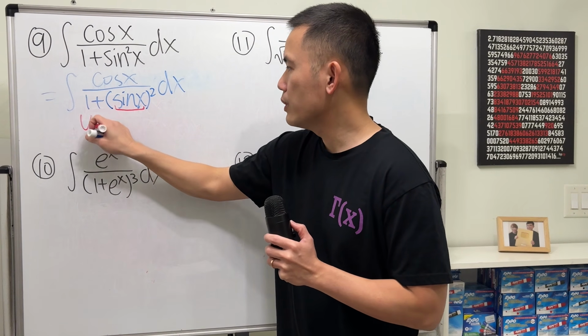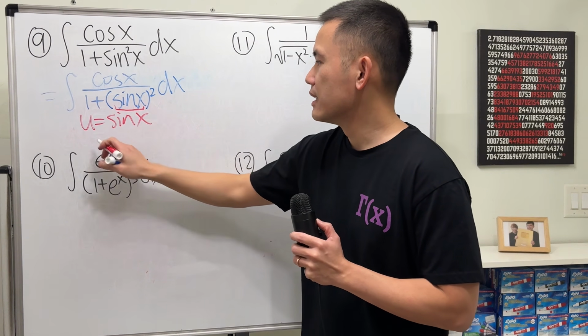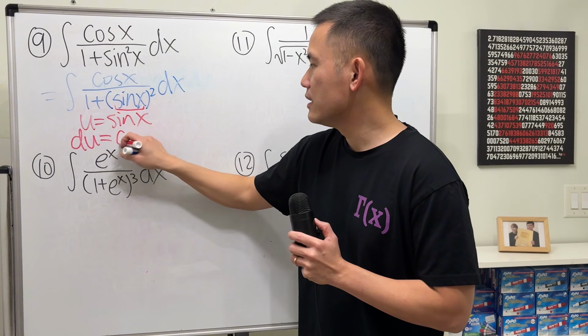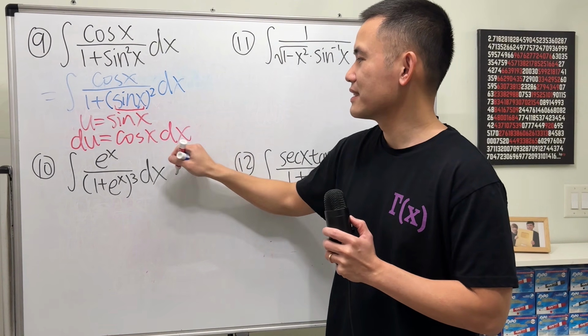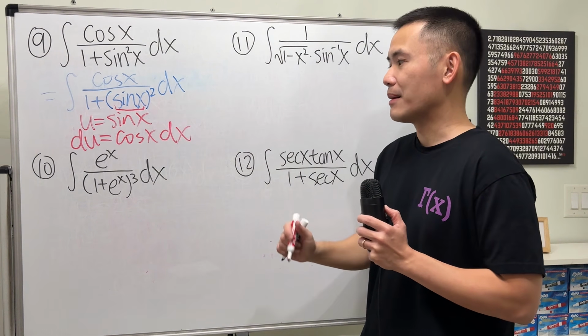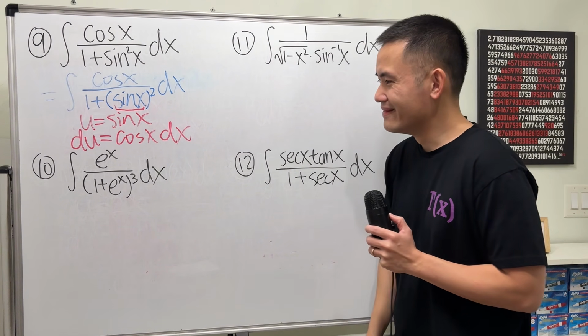And if we put u equal sine x, du is very nicely equal to cosine x dx. And we have that exact same thing on the top. So this is the way to go.